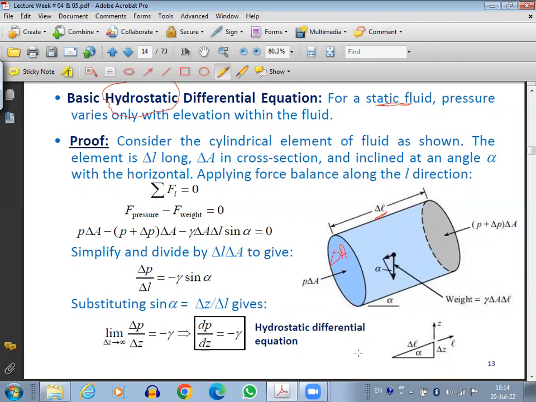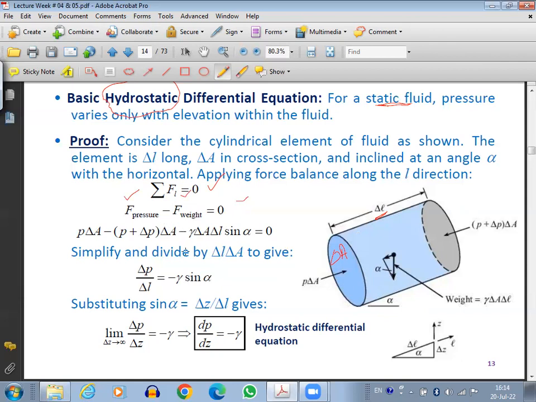Now I can apply the force balance, equilibrium of forces. There will be force due to the pressure on the fluid at this end, and force due to the pressure on the fluid at this end. And there will be the weight of the fluid element, acting downward. So we have the force of pressure minus force of weight equals 0. This will be the equation.